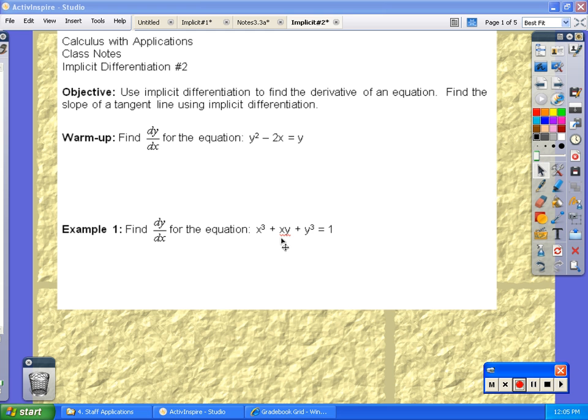Today we are doing implicit differentiation number 2. We are looking at some other examples to find the derivative of an equation, and we're also going to find the slope of a tangent line. Let's take a look at the warm-up.